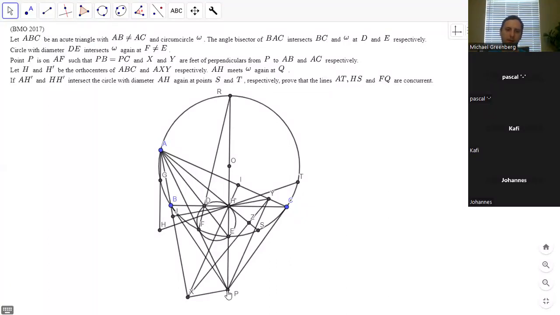So yeah, P is the intersection of the tangents at B and C, and X and Y are the perpendiculars from P to AB and AC. And then we just want to show the orthocenter of AXY lies on BC. So why is S on the circumcircle? Oh, it should be the circle with diameter AH. Sorry, I didn't draw S right. S and T. Okay. So I thought it was the intersection of the big circle.